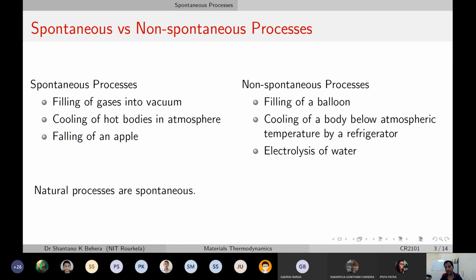On the other hand, if you talk about the reverse of that, right? If you open up a balloon enclosure, the plastic or polymer enclosure, the balloon doesn't automatically get filled up. Neither if you put something inside the refrigerator does it get cooler than the atmosphere unless you plug it into the power. Unless you supply something, it doesn't automatically get cooler.